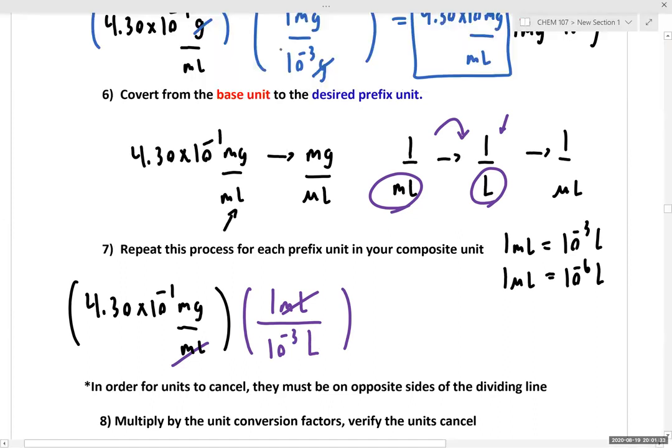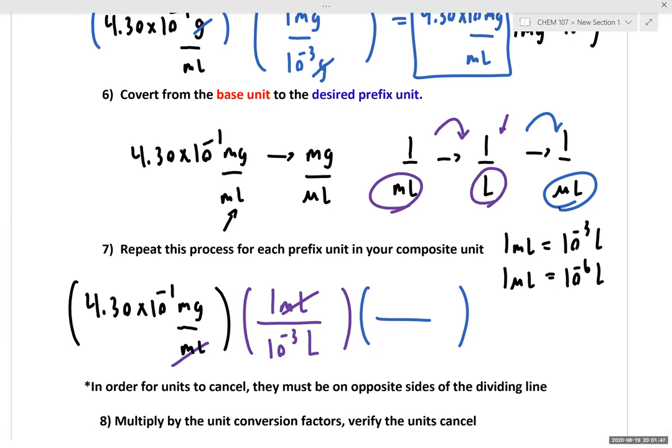Let's do another example. If we're going from 1 over liter to 1 over microliter, where do microliters need to go? On the top or the bottom? Bottom, yep. So we know in 1 microliter, we have 10 to the negative 6 liters, and that allows our liters to cancel.